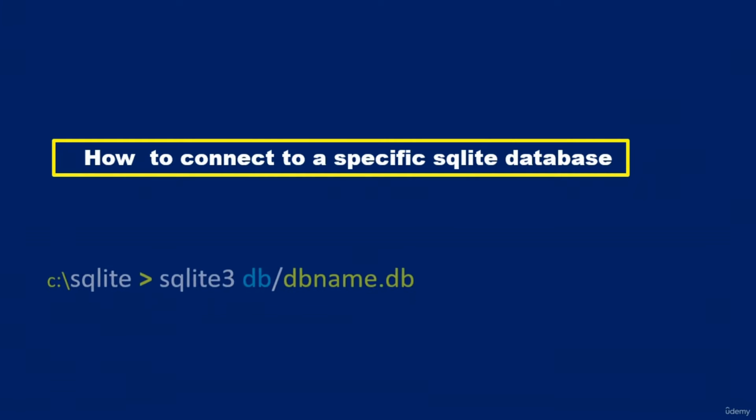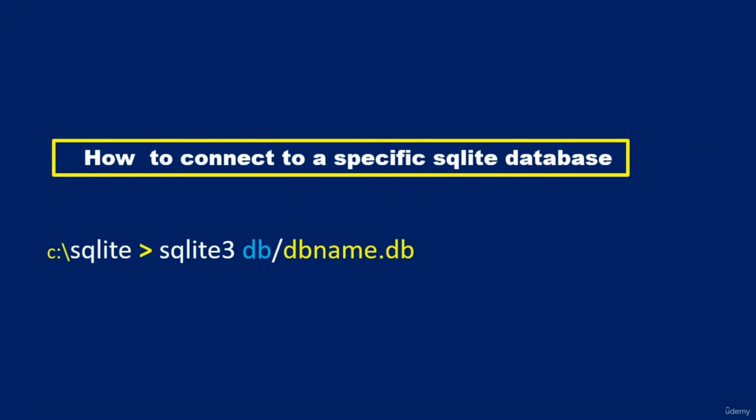So first you need to change directory into where SQLite is, and then once you're in that directory you type in SQLite 3, you do a space. If your database is in a database directory, you specify that by typing db if db is the name of the directory, and then you do a slash and then the name of the database. So let's take a look at how to do that.